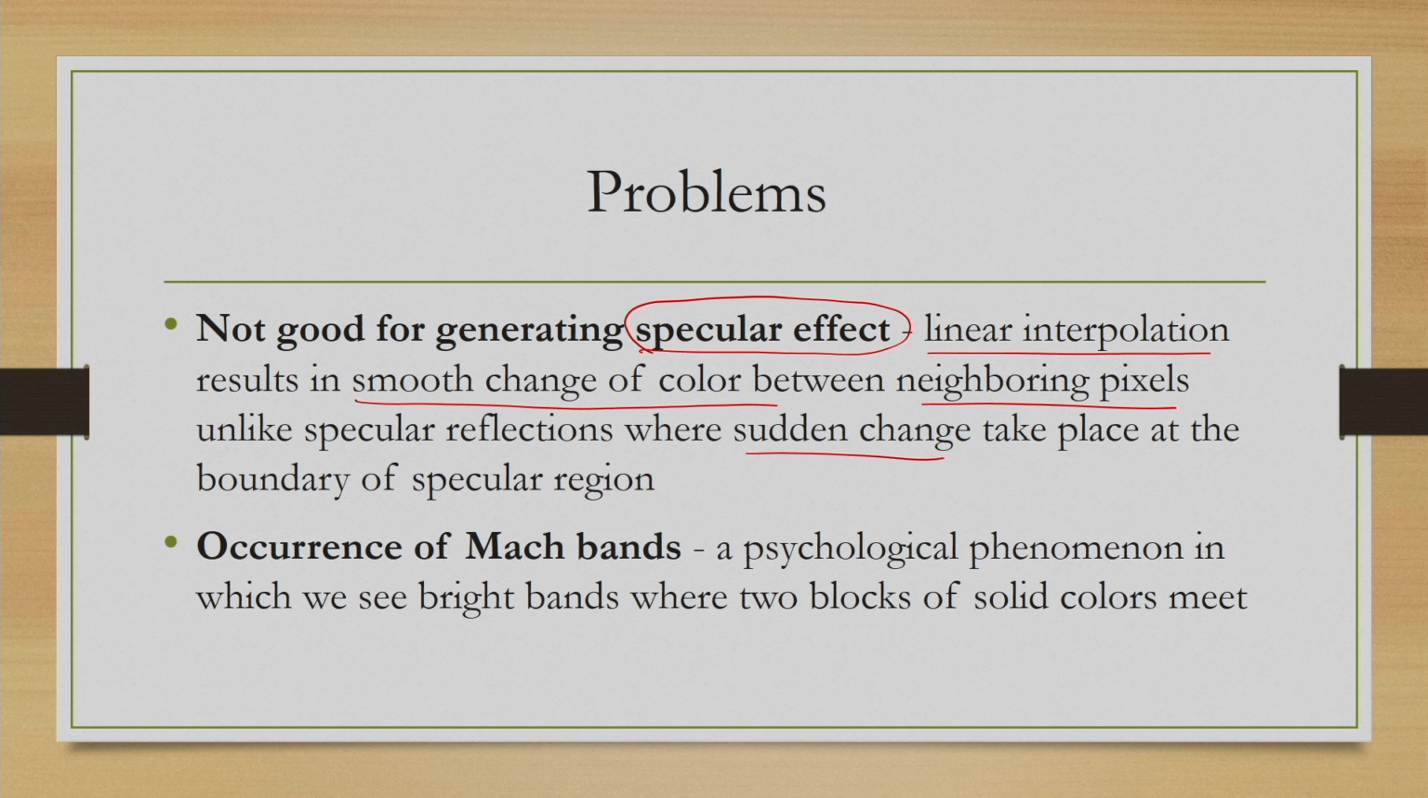Secondly, Gouraud shading suffers from the problem of occurrence of Mach bands. This is a kind of psychological phenomenon in which we see bright bands when two blocks of solid colors meet. So, if two consecutive surfaces are assigned different colors, then at their joining point we may get to see some band-like things, which is a psychological phenomenon known as the Mach banding effect, and this may result if we apply Gouraud shading.